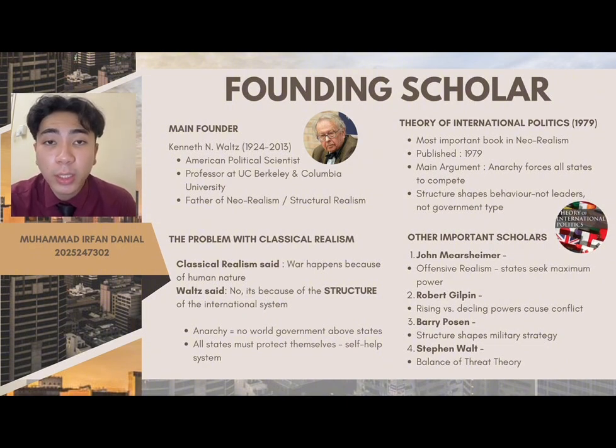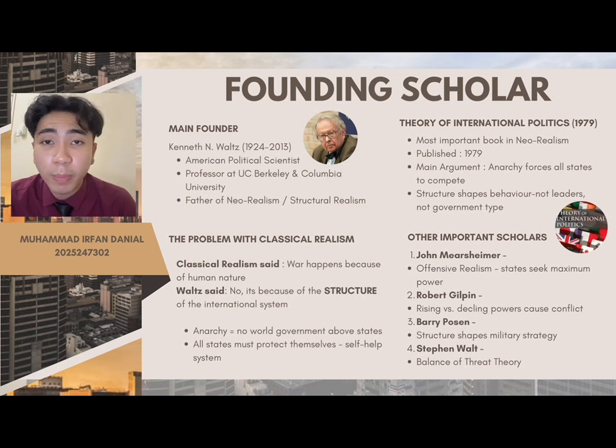The second scholar is Robert Gilpin. His book War and Change in World Politics, published in 1981, looks at how major powers rise and fall over time. He studied what happened when the dominant power in the world starts to decline and a new rising power challenges it. His work helps explain why big shifts in world politics are often accompanied by major conflict.